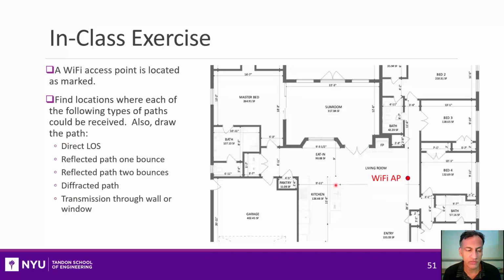So where could it receive, for example, a direct line of sight path, a reflected path, a diffracted path, and so on, and try to draw that path. Of course, in many locations in reality you would have multiple different paths, but as long as you can just identify one. There's no single correct answer for this, but just to give you a kind of simple idea. Okay, and when you're done with that, go on to the next unit.